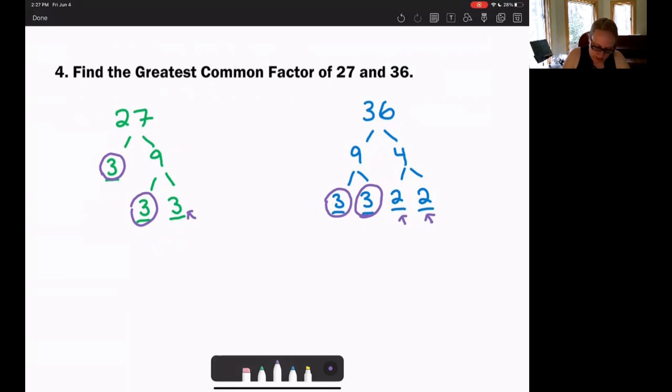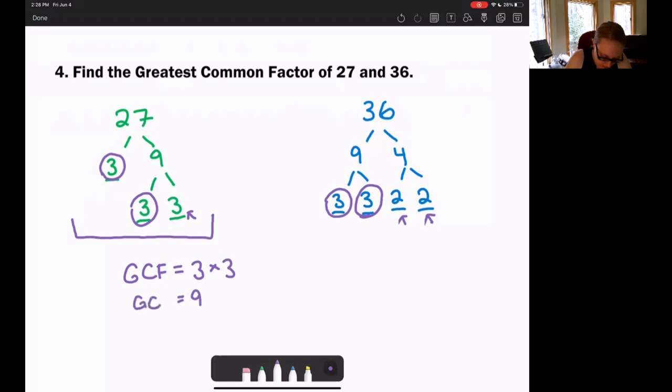So now if we think about what we have in common, the greatest common factor is just multiplying those circled numbers. So look at only one of the trees, it doesn't matter which one you look at. I'm going to look at this one. And the circled numbers are 3 times 3. So in other words, our greatest common factor here would be 9.